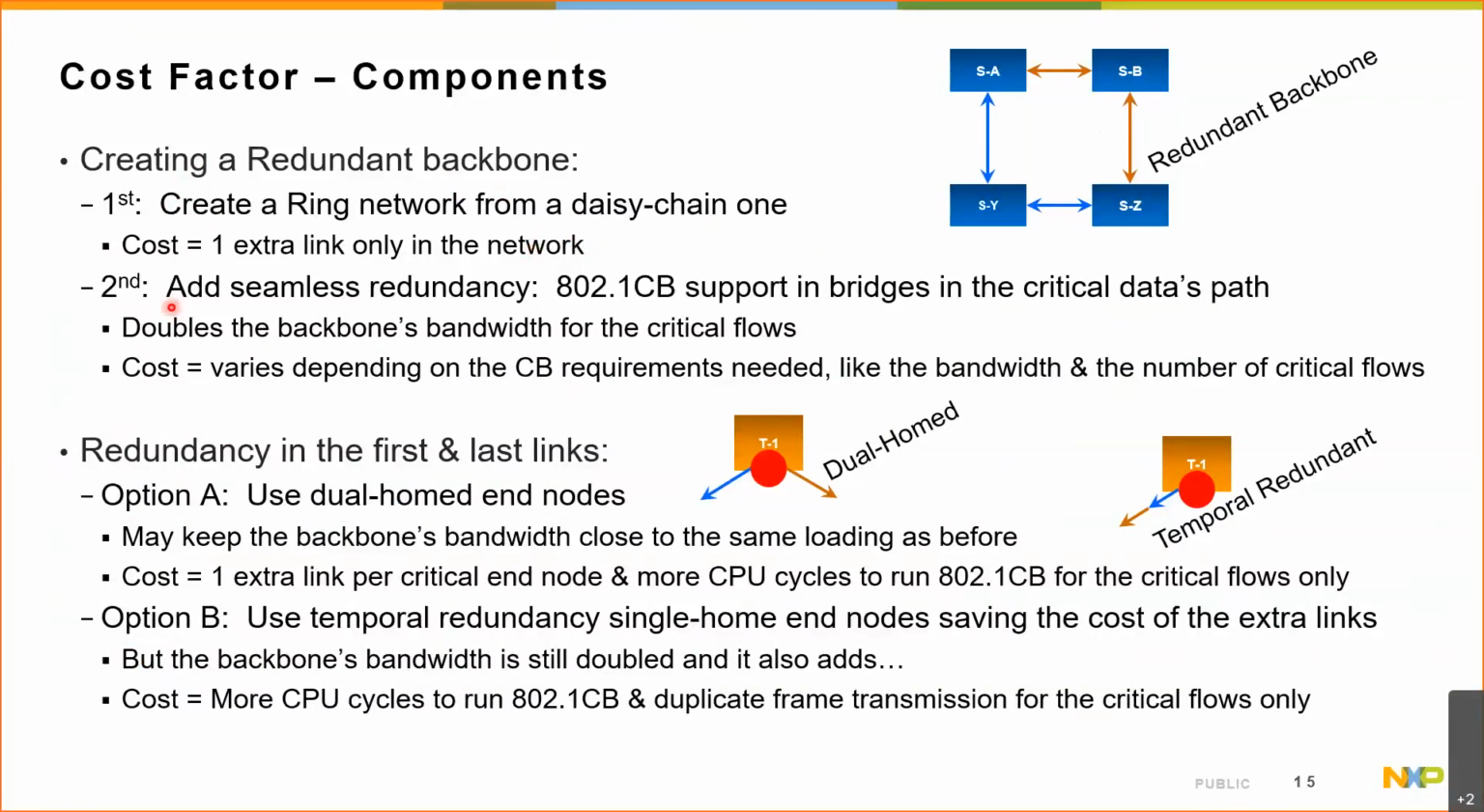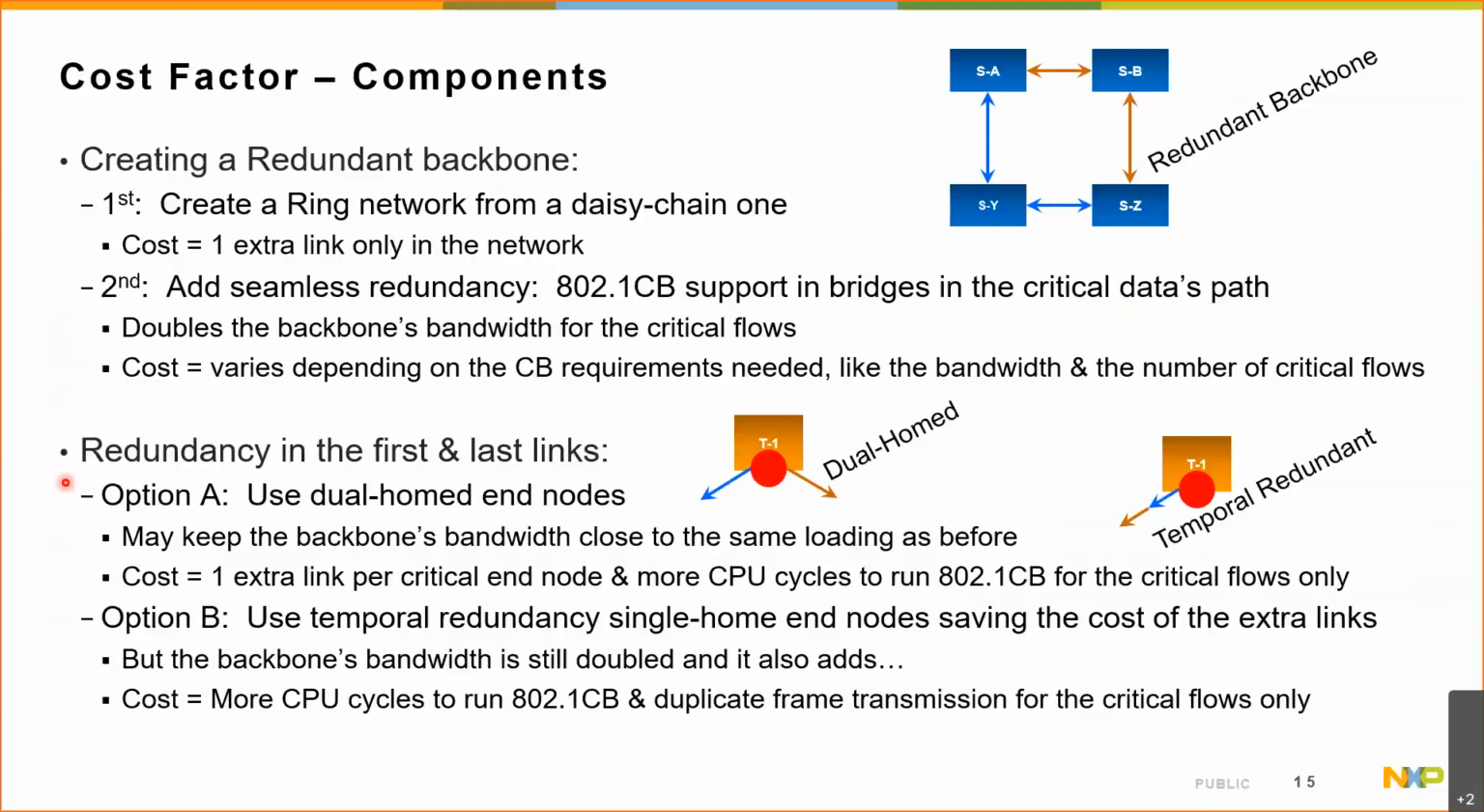Now, for this seamless redundancy, the standard 802.1CB also needs to be added, in the bridges and the end stations, depending upon where the functions are covered. Now, that does double the backbone's bandwidth for those critical flows. And the cost of CB-aware switches or other silicon is going to depend upon the CB requirements that are needed, like the bandwidth of the ports and the number of critical flows. So those all need to be taken into account too.